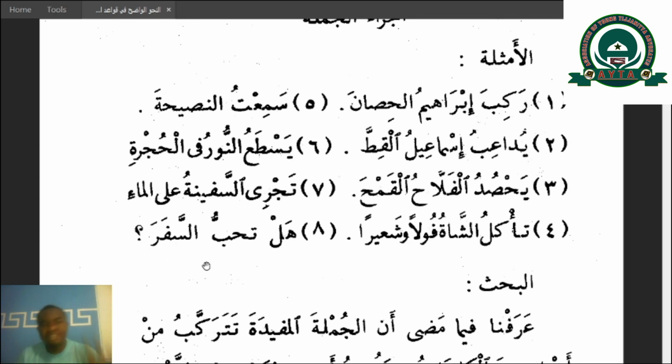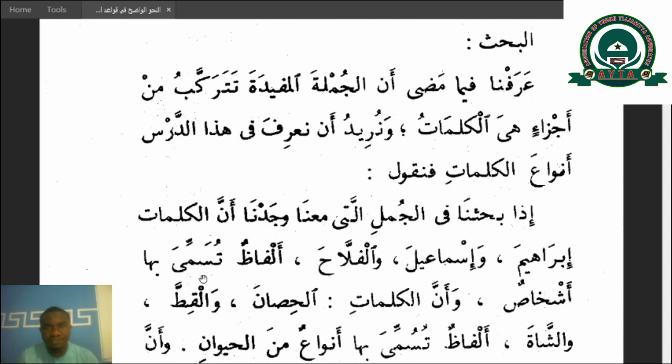So these are the examples of the sentences he wants to use to explain what we call ajza'ul jumla, parts of a sentence. He said al-bahth, which means where he explains, or researching into the matter. This is the portion where he explains the examples he's giving us.